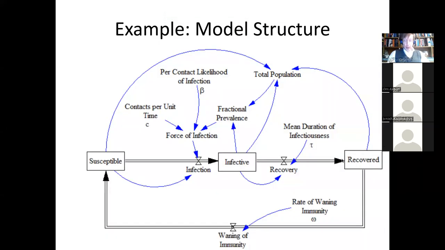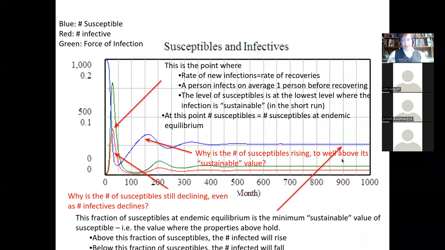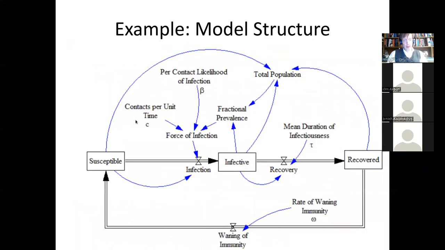So if you have this sort of model, why is susceptibles dropping? This is susceptibles in blue. Why is it dropping at first? Why does it start high and why is it dropping? What's going on?